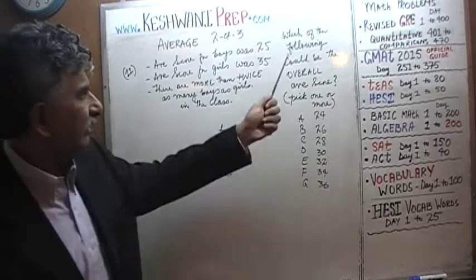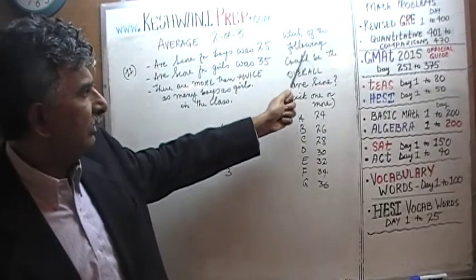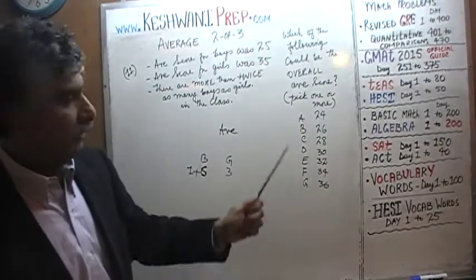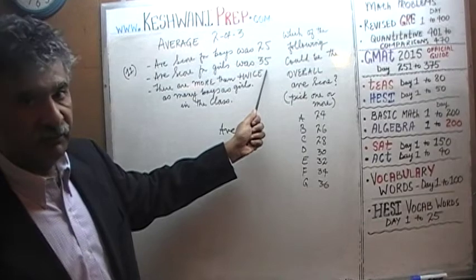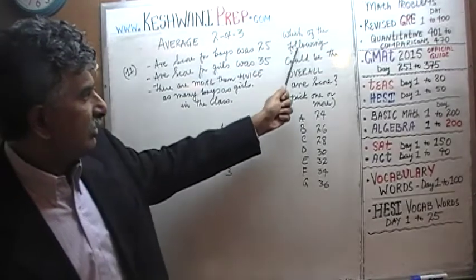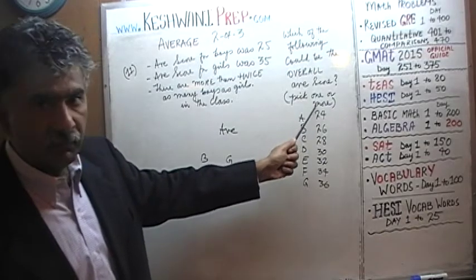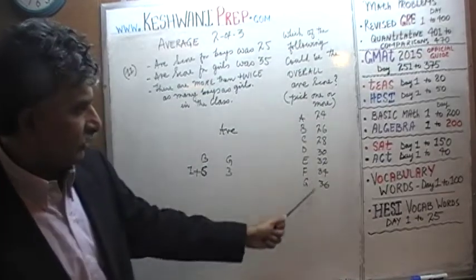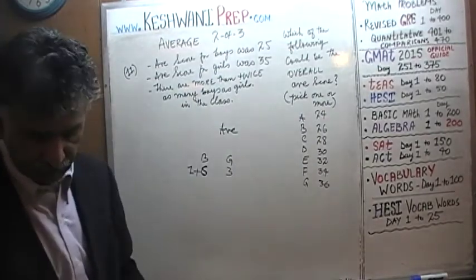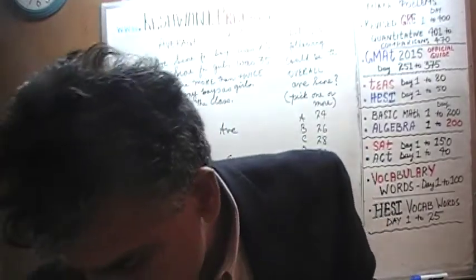Here's the question: which of the following could be the overall average on this exam, where the boys average 25, girls average 35, and there are more than twice as many boys as there are girls in the class? Pick one or more. There might be more than one right answer. Here are the answer choices: 24, 26, 28, 30, 32, 34, and 36. I'll give you 5 seconds to pause and unpause the video. Do it yourself.